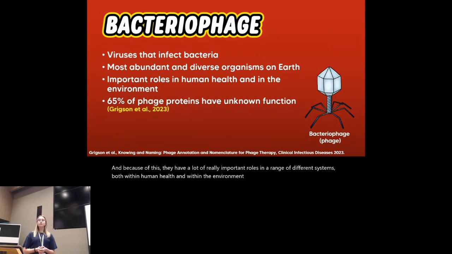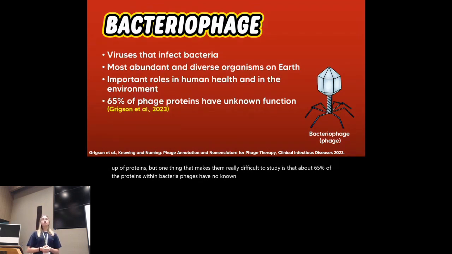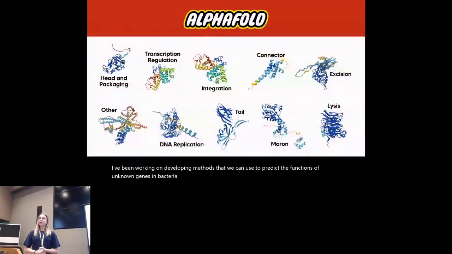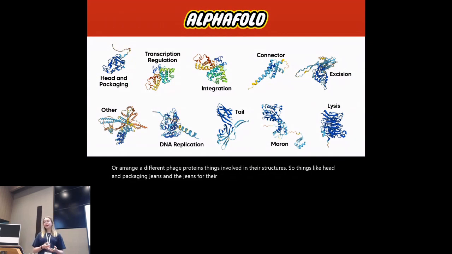Like any organism, phages are made up of proteins, but one thing that makes them really difficult to study is that about 65% of the proteins within bacteriophages have no known biological function. So during my PhD, I've been working on developing methods that we can use to predict the functions of unknown genes in bacteriophages. One way that I've been doing this is by using AlphaFold, and you can see here on this slide that using AlphaFold, I've been able to generate protein structures for a range of different phage proteins, things involved in their structures, so things like head and packaging genes and the genes for their tail, but also genes for things like DNA replication and other metabolic genes as well.